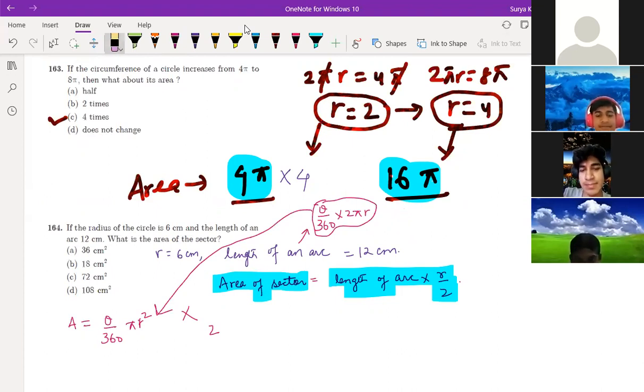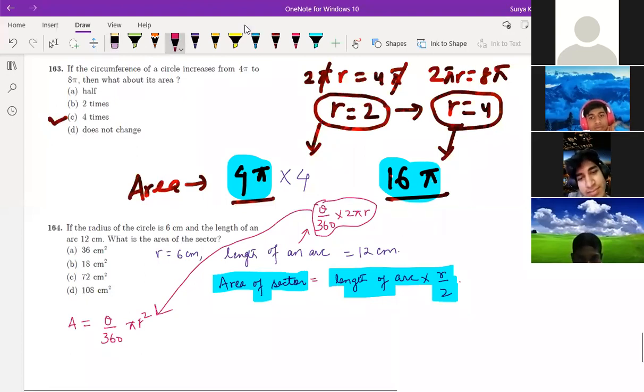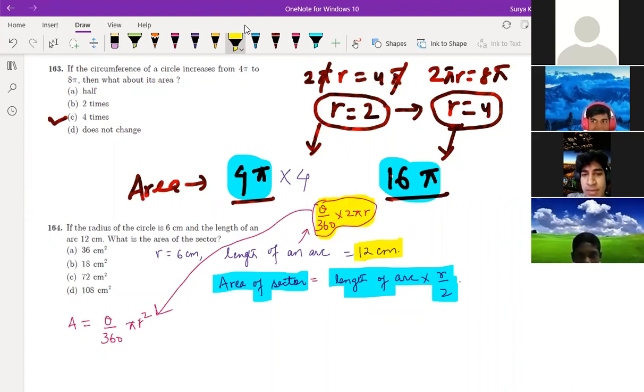Understood how this formula is coming actually? Are you getting it or not now? See, this is the length of the arc, theta by 360 into 2 pi r, which we know is 12 centimeter. So from here we can't find the radius directly, correct? You cannot find the radius because theta is not given to you. How can you find the radius?